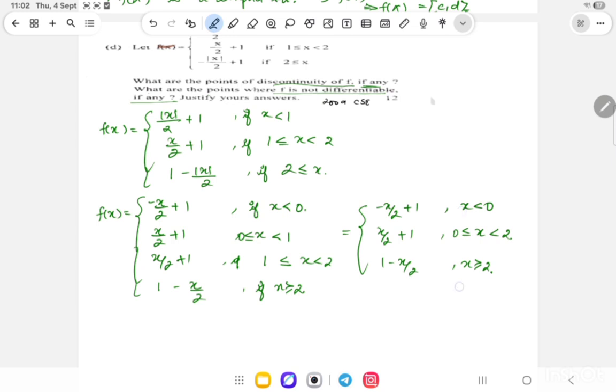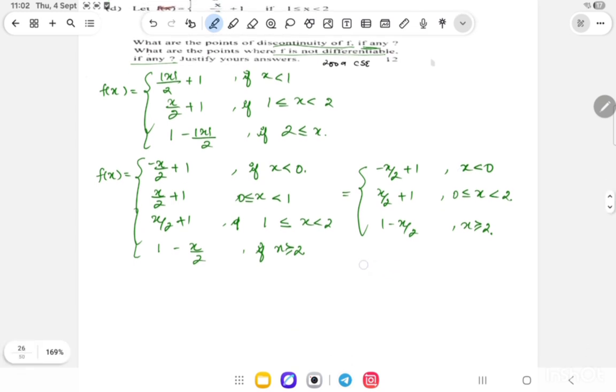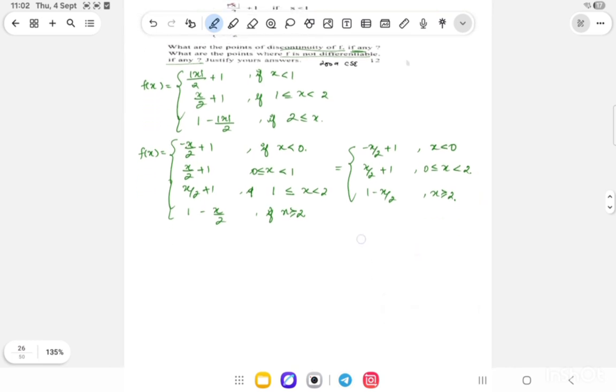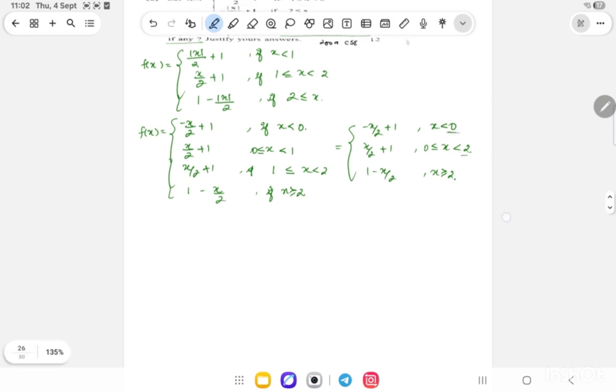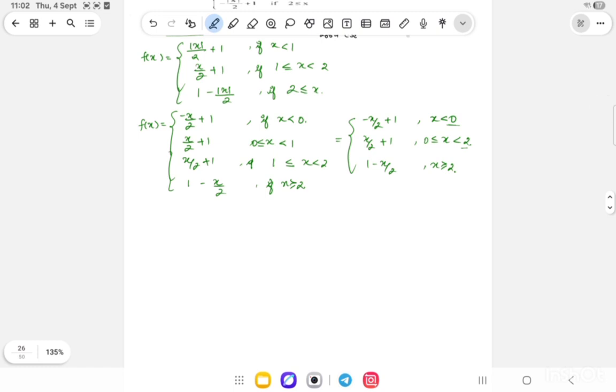So this is my f(x), and I am supposed to find the points of discontinuity and non-differentiability. So the only possible points of discontinuity and non-differentiability can be either 0 or 2. So we are supposed to check continuity and differentiability at points 0 and 2. So first let's check continuity, because that's the necessary condition for differentiability.